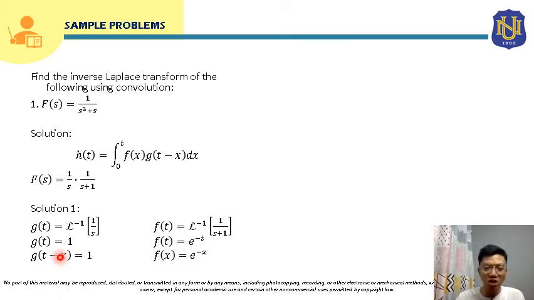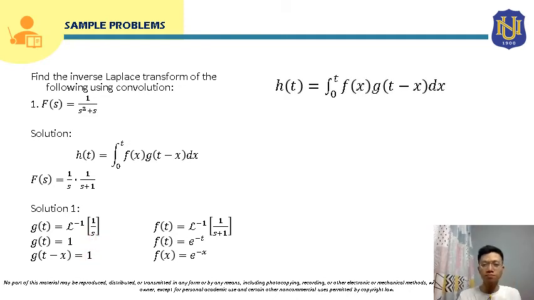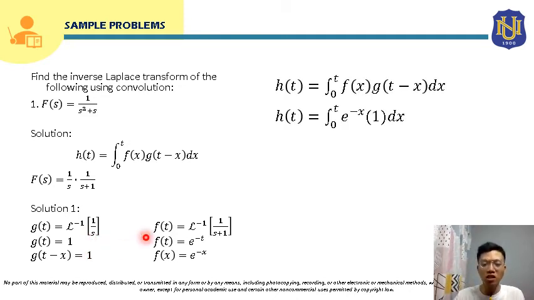Now, this g of t minus x and f of x, we will substitute to our formula. So this is our formula for convolution. We will substitute f of x here, this value, and for g of t minus x, we will substitute this function. Okay, so let's start. Substituting the values of f of x and g of t minus x here, this will become e raised to negative x times 1 dx.